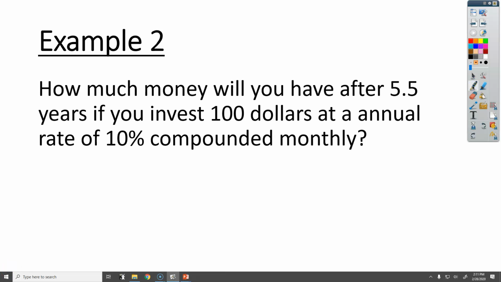How much money will you have after 5.5 years if you've invested $100 at an annual rate of 10% compounded monthly? First of all, how do you know this is a compound interest problem? It says compounded. So when you guys see that word, I want you guys to think, oh yeah, this thing.